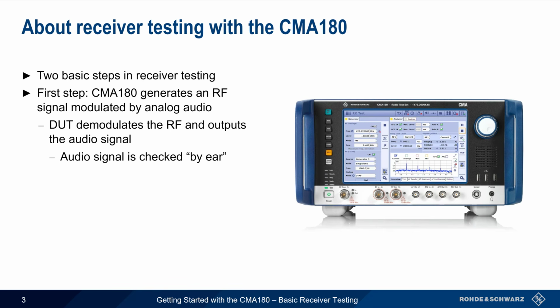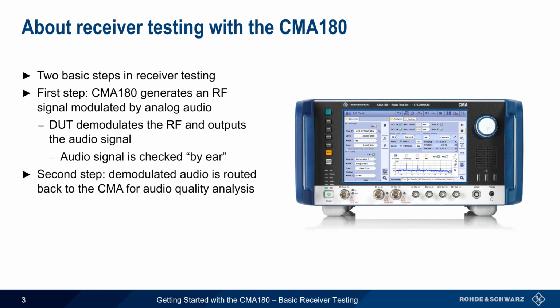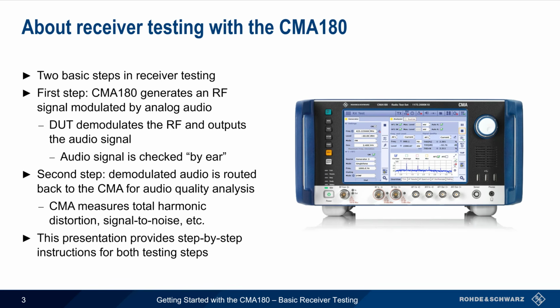A somewhat more advanced test involves routing this audio signal back to the CMA180 for quality analysis of the received audio. This includes traditional audio measurements such as total harmonic distortion, signal-to-noise ratio, etc. In this presentation, we'll go through both of these types of tests, beginning with basic functionality testing.